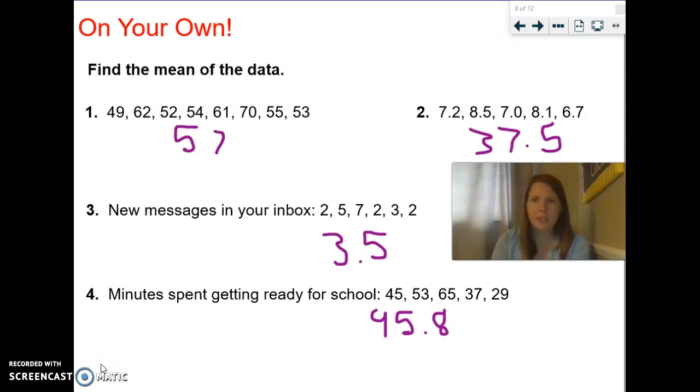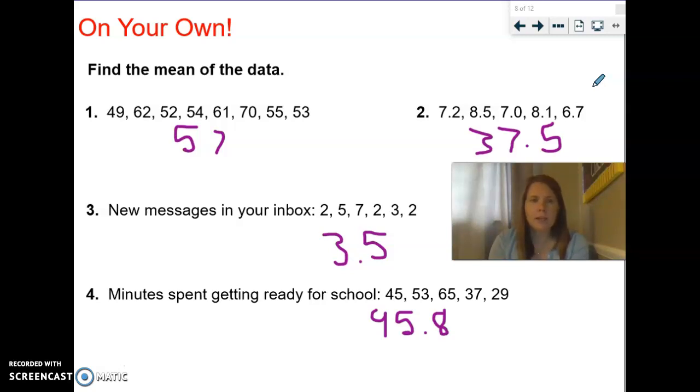All right, time to double check your answers. I did not put in the work this time because again, this should be review. So you're adding up those totals and then dividing by the amount there is. So I added up all of these, divided by 8, and I get 57. This was tricky. Make sure you understood that these were decimal places and then divide out by, it looks like there's 5 digits, so divide by 5.